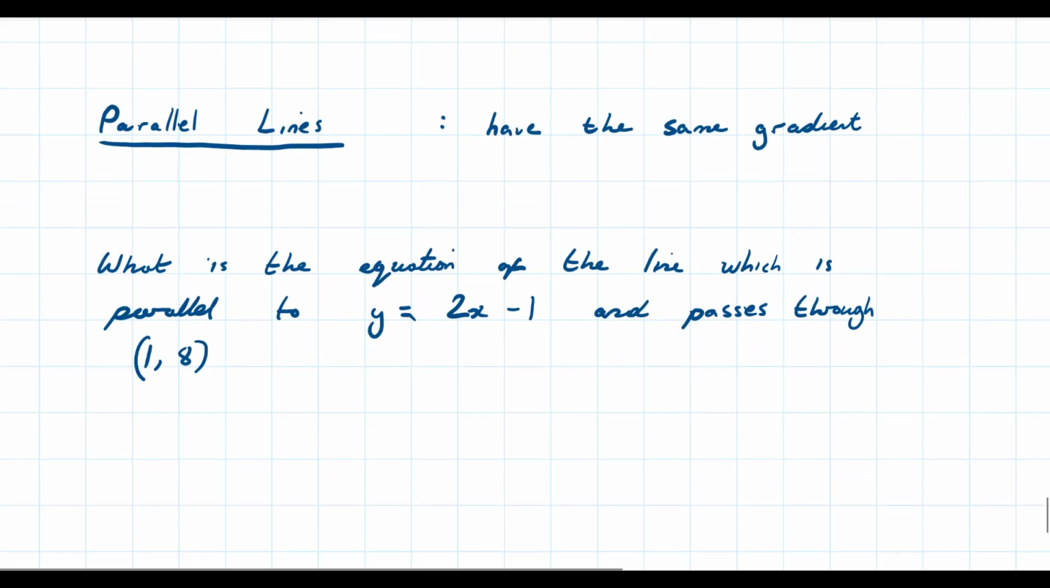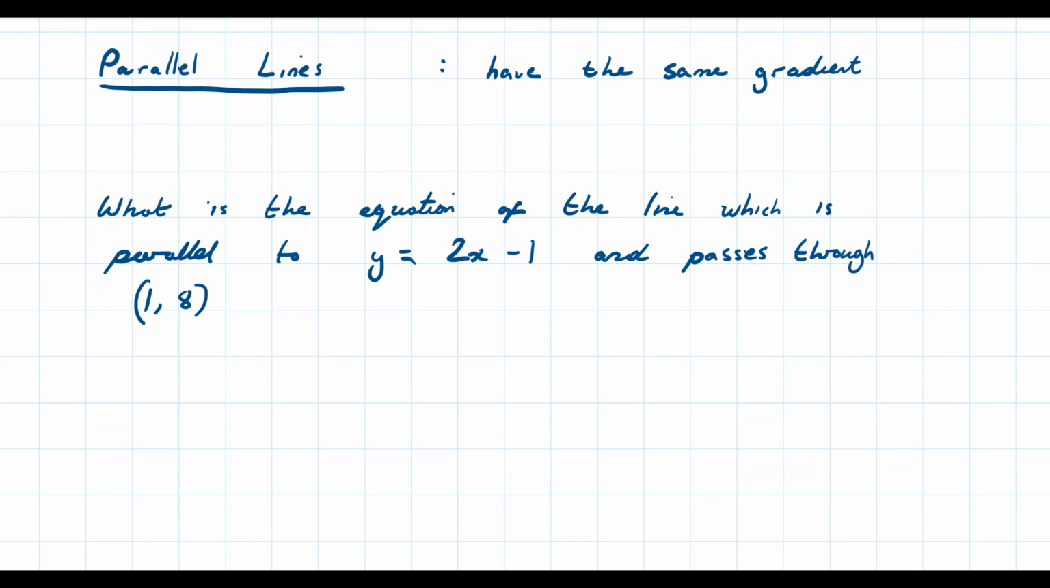What is the equation of the line which is parallel to y equals 2x minus 1 and passes through (1, 8)? Now, if it's parallel, the line that we want is parallel to y equals 2x minus 1, it must have the same gradient. So if this other line has a gradient of 2, then our line must have a gradient of 2. So we can begin to write our answer as y equals 2x plus c. The gradient must be the same. The only thing that's different in our line is that the y-intercept will be different.